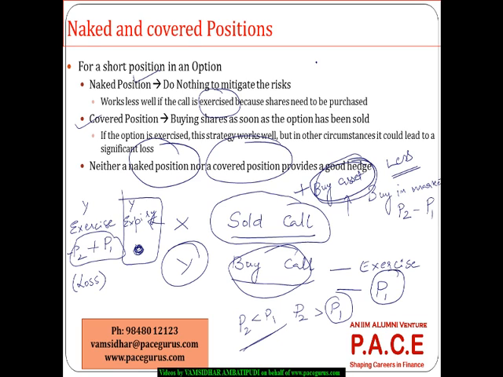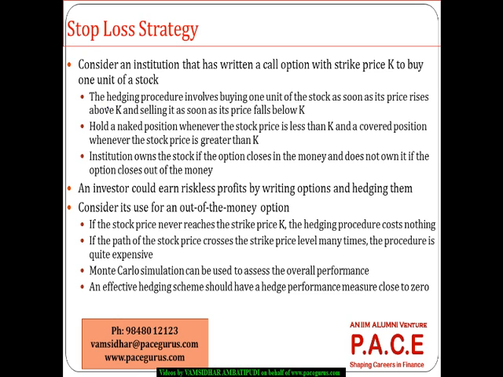Once I have sold a call option, I cannot just sit idle waiting for the person to exercise. Only when the person exercises, I'll have a loss there. If I'm going with a covered position, I'm buying the underlying asset today. Only when the person is exercising, then I'll have a benefit. But if the person is not exercising, there is a big loss that is coming up in that position because the value of my underlying is going down. So for that we are talking of another strategy called the stop loss strategy.